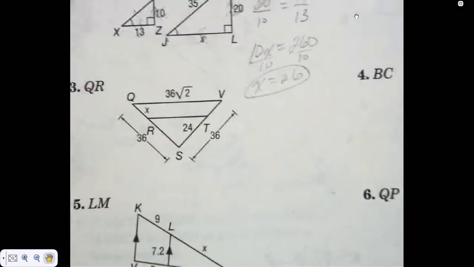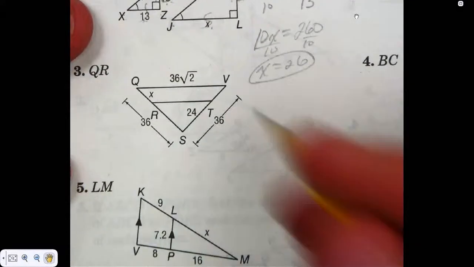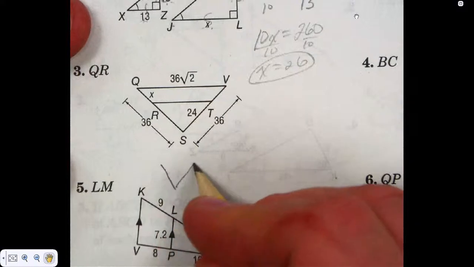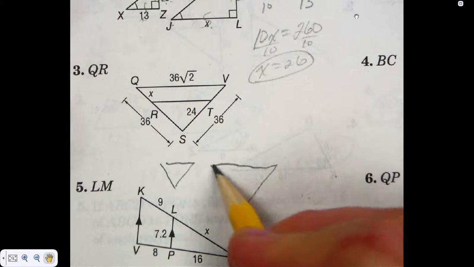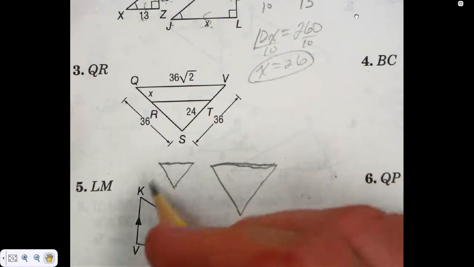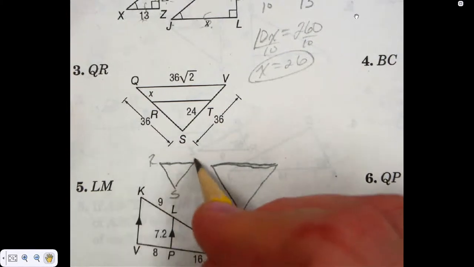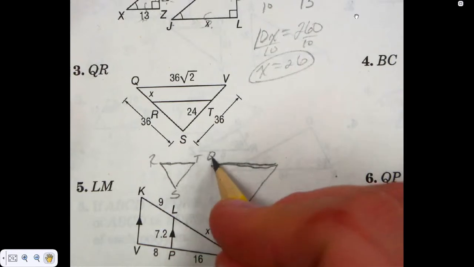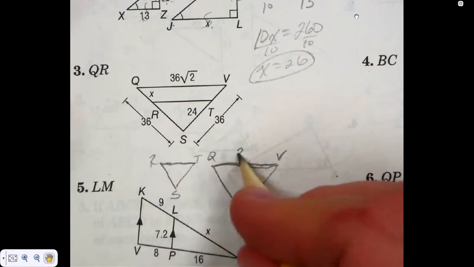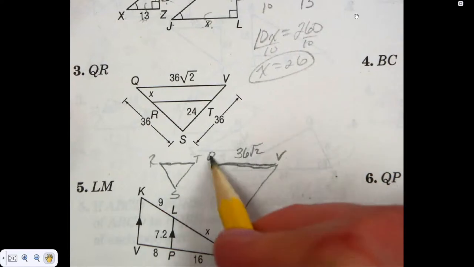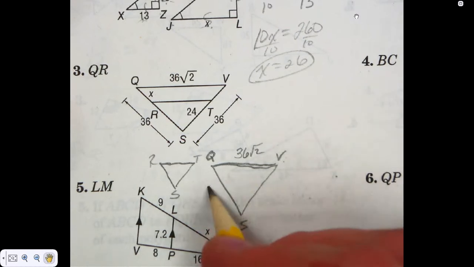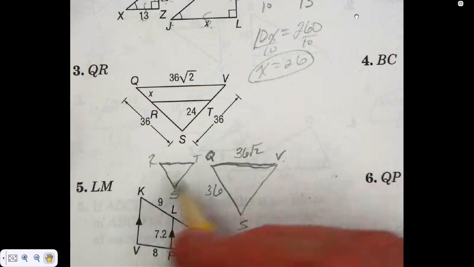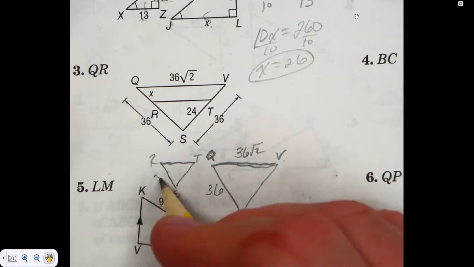Number 3, same type of problem, isn't it? A lot of times it will help you to rewrite the triangle to make sure you don't mess up. This is S, R, T. This is S, Q, V. I know this is 36 square roots of 2, right? QV. I know this whole side is what? What is this side going to be?